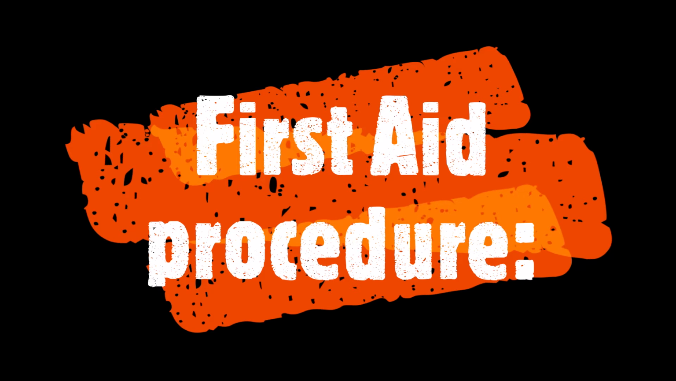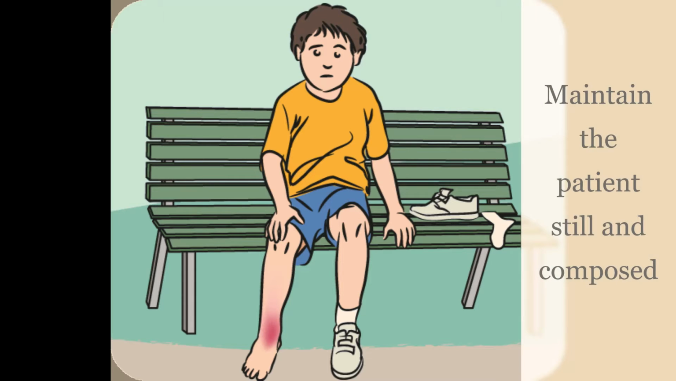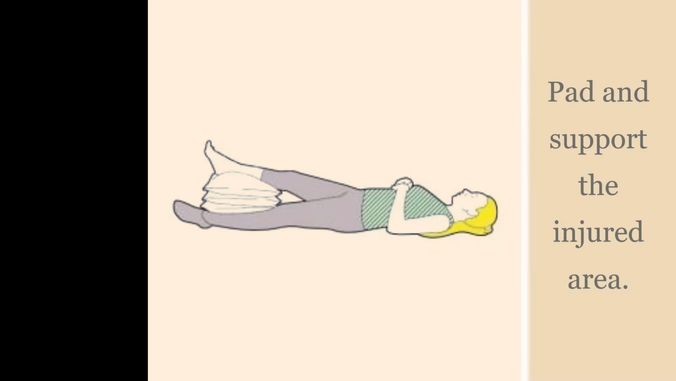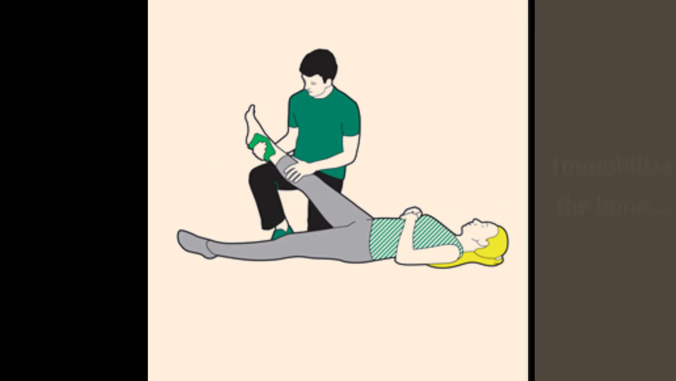So what do you do in such a situation? What's the first aid treatment for a fracture? 1. Maintain the patient still and composed to prevent unnecessary movement rising from the anxiety or fear. 2. Pad and support the injured area with padding such as towel and cushions.